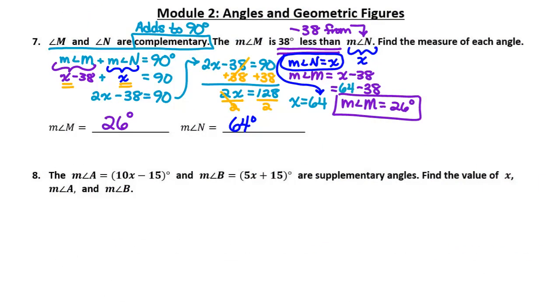And at the end, you can double check. We said they were complementary, so they should add up to be 90. And 26 and 64 do add up to give us 90. Yes. Number 32, absolutely. Number 32.